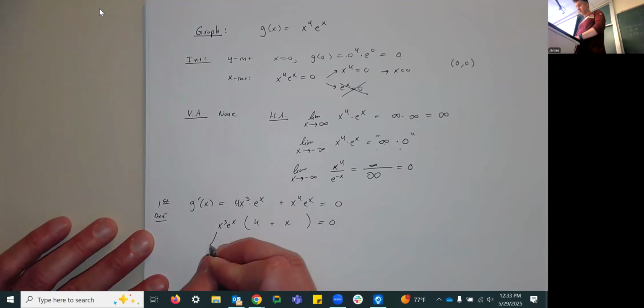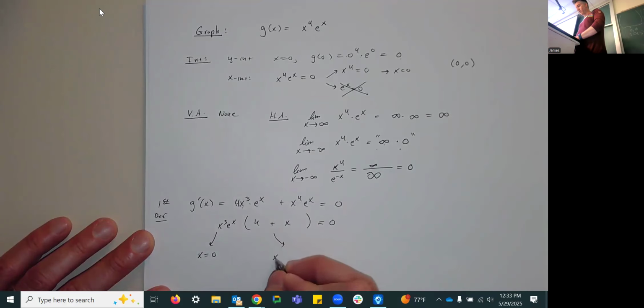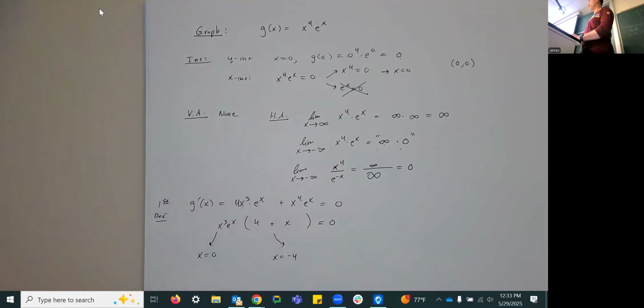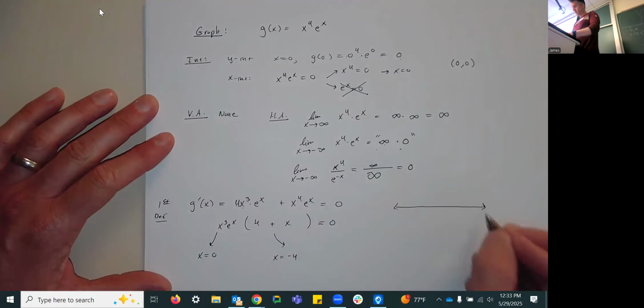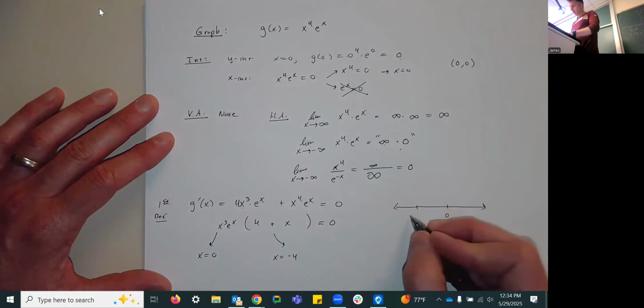We're going to get x equal to 0 by setting x cubed equal to 0, and we're going to get x equal to negative 4 by setting 4 plus x equal to 0. And we're not going to get anything by setting e to the x equal to 0, for the same reasons we said last time. So then on our number line, we have 0, and negative 4.